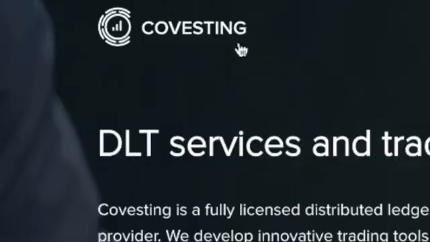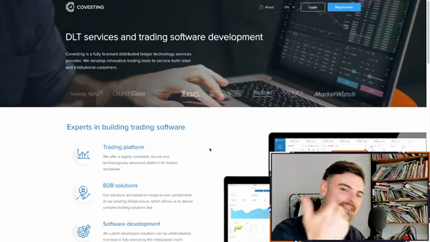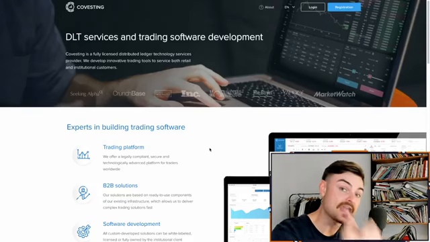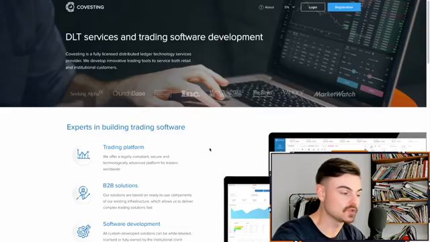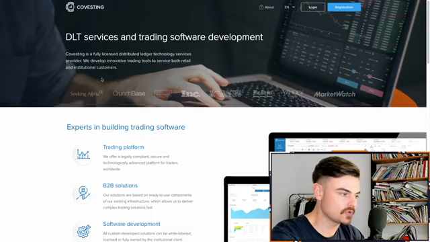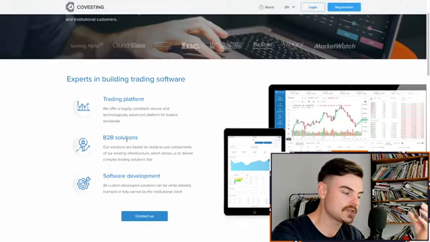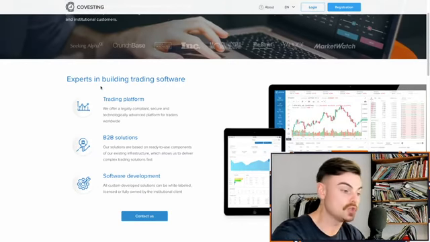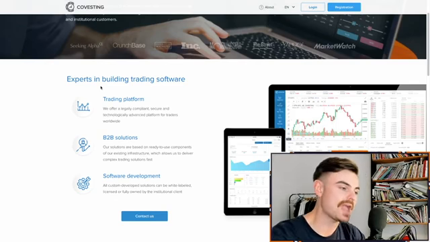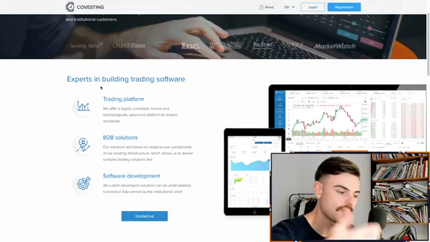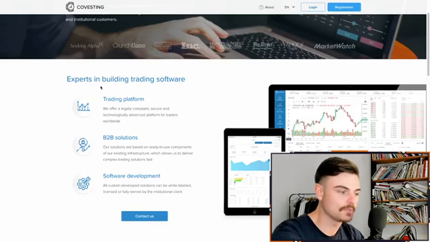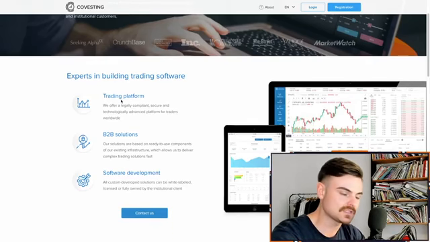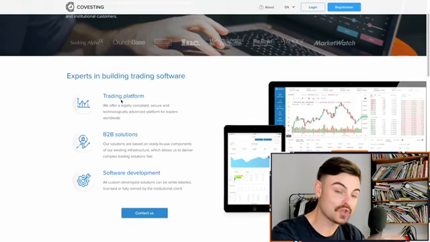Okay guys, so let's start with what COVESTING is, and then I'll show you how you can actually use the software within an exchange, which I have used before as well. To cut a long story short, COVESTING is software which exchanges can implement into their UI and backend to give you extra tools on top of what they already offer. The main service these guys are offering is copy trading, and I'll show you how you can get into that in a second with Prime XBT.